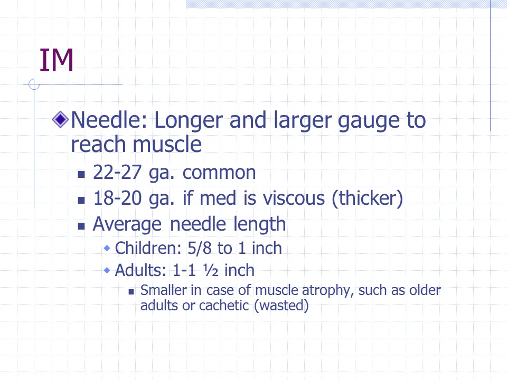You're going to need a longer needle for an IM injection. You need it to reach the muscle. You use the smallest gauge necessary for the medication that you're drawing up. Average needle length for children is going to be 5/8 to 1 inch, and adults is going to be 1 to 1.5. Occasionally, you'll get someone that requires a longer needle, and adults sometimes require a shorter needle if they're very tiny and don't have much muscle mass.